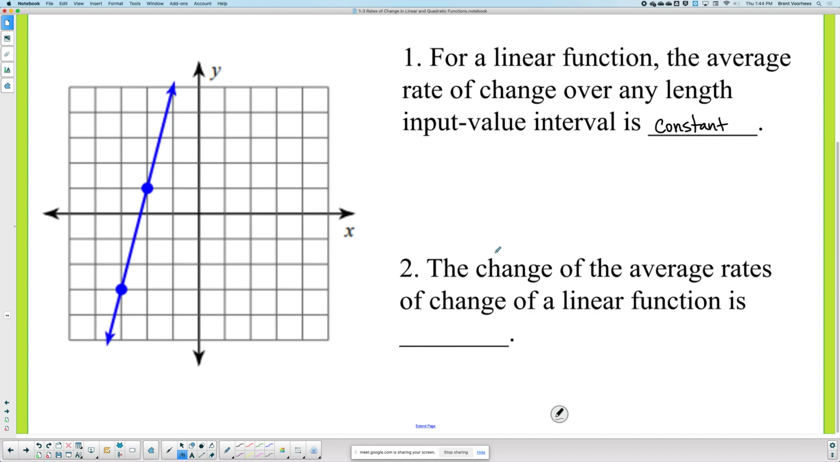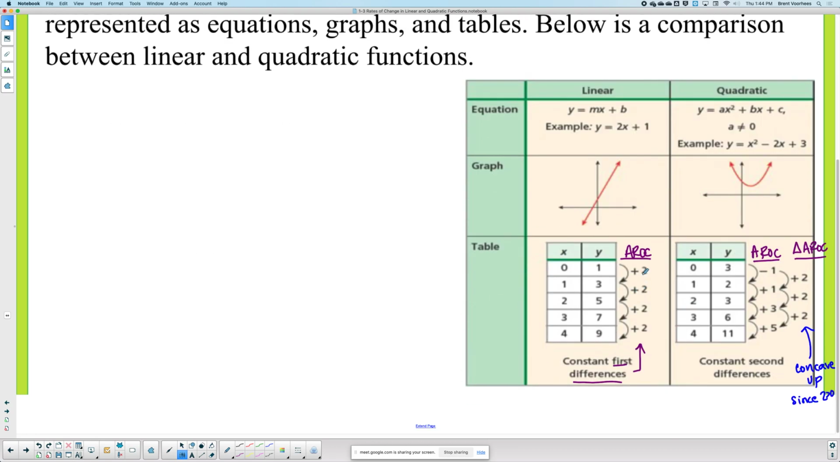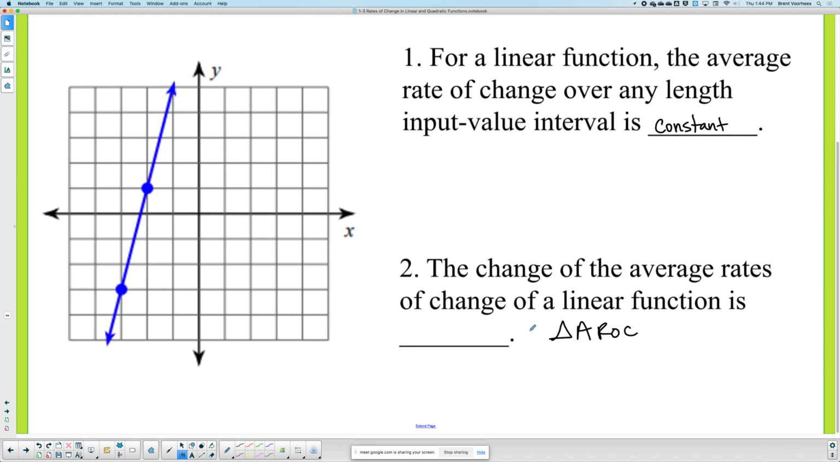Secondly, the change in the average rate of change. So now we're doing the change in AROC. Let me do a triangle, change in AROC. Let's go back and look. What's the change in these AROCs if we did a second level? What's the change? I wouldn't say constant. What number? 0. The change of the average rate of change of a linear function is 0. The change in AROC equals 0 if it's linear.